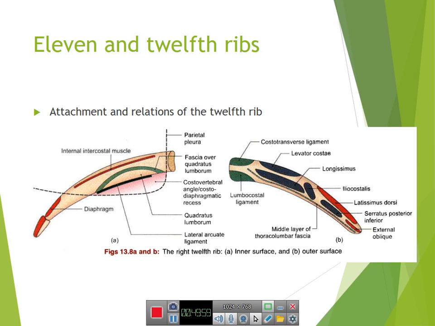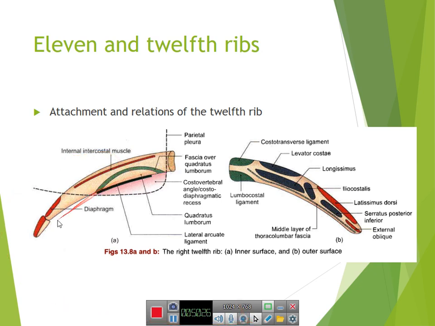and keeping in mind its attachments and relations. So, attachments and relations of the 12 ribs are: number 1, the capsular and radiate ligaments are attached to the head of the rib. Number 2, the following are attached on the inner surface.